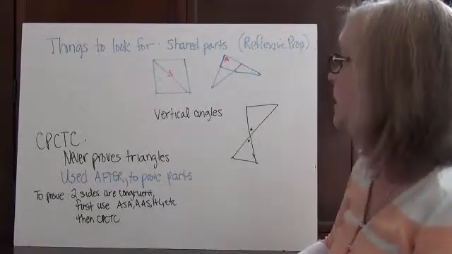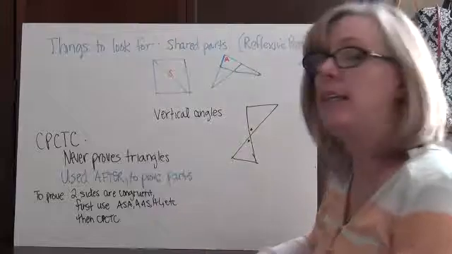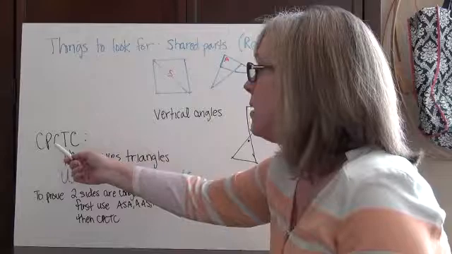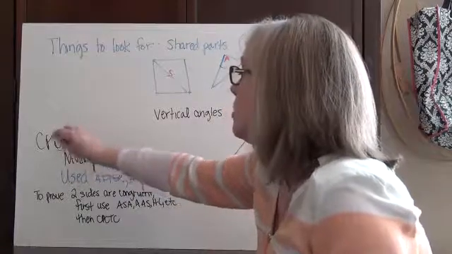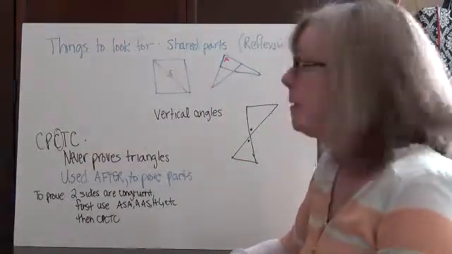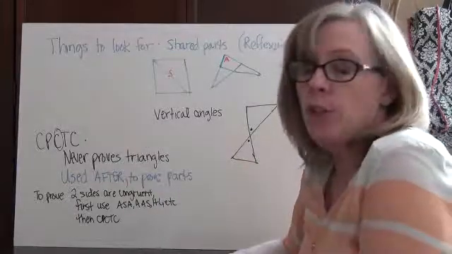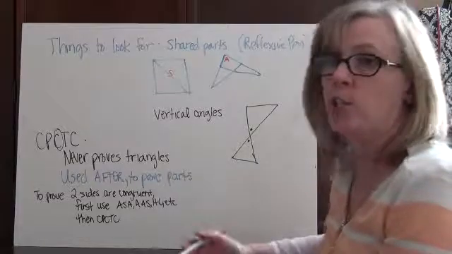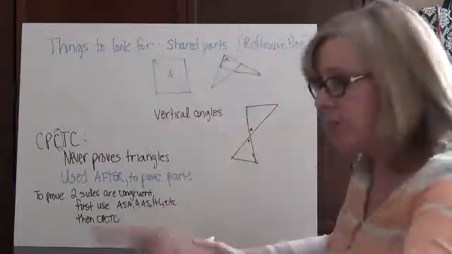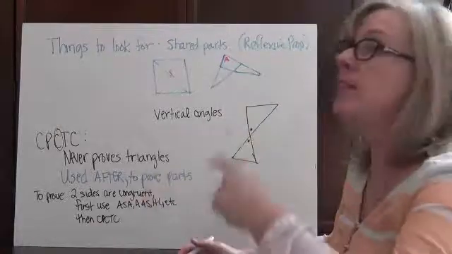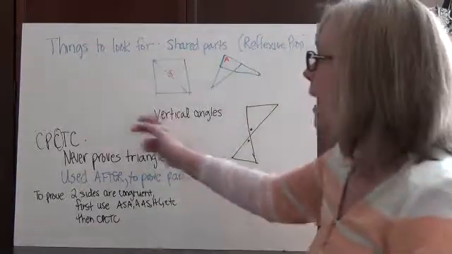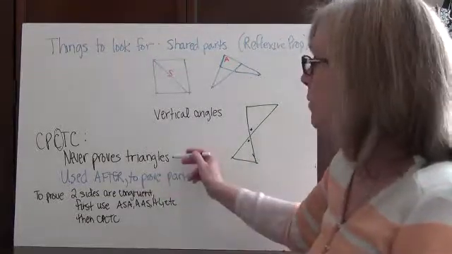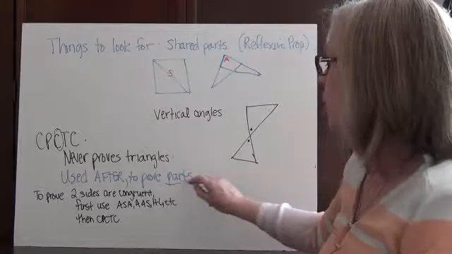Now, some of you are using CPCTC as a reason that the triangles are congruent. It stands for corresponding parts of congruent triangles are congruent. That's only to use after you've told me they're congruent. I can't say that the reason they're congruent is because congruent triangles are congruent. That's the kind of strange logic. Well, the reason he's tall is because he's tall. I can't use that. I have to use this CPCTC after I prove it's congruent. So it never proves triangles, it proves parts.